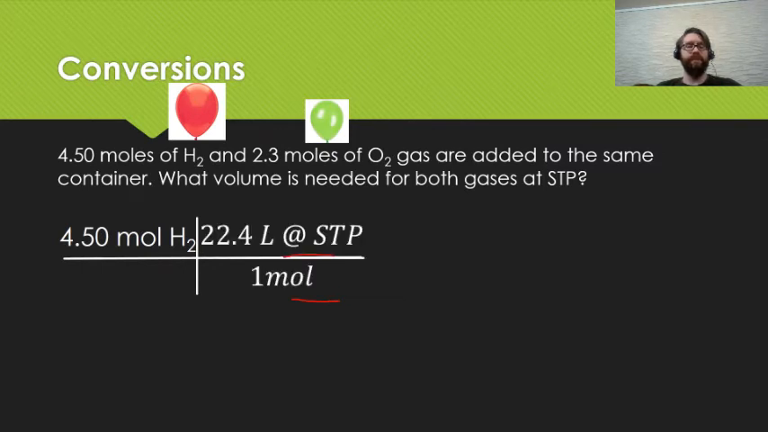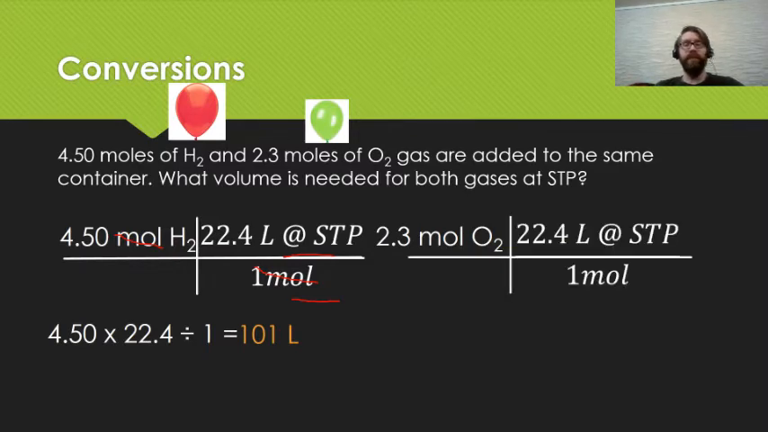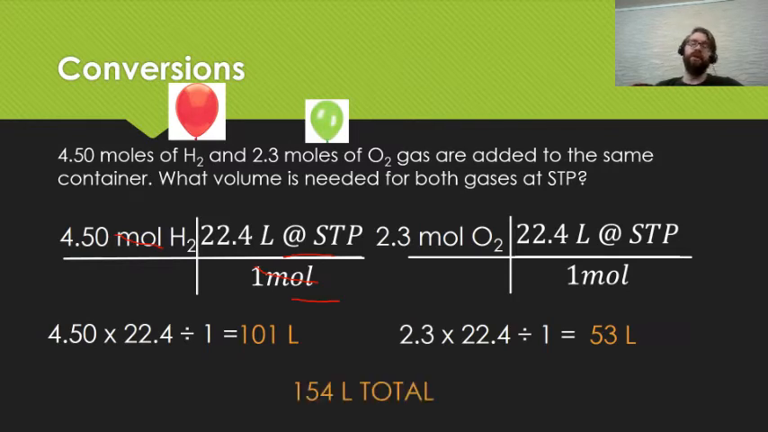This time mole is going to go on the bottom here, and liters are going to go on the top. So you can see now the 22.4 is going to get multiplied. And when I do that, I end up with 101 liters. Notice how moles canceled out, and we're left with liters. Do the same with the oxygen. You have 2.3 moles of oxygen. You end up putting 1 mole on the bottom, 22.4 liters on top. You multiply them, and you get 53 liters. Now, if one takes 101 liters, the other takes 53 liters, you just put them together for 154 total liters.